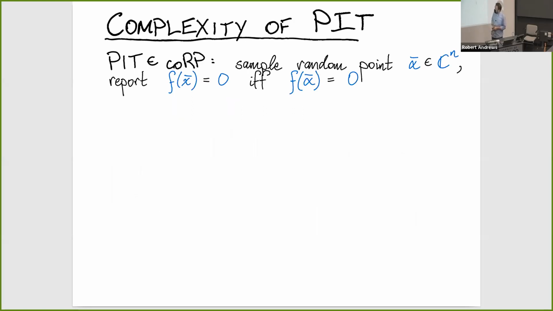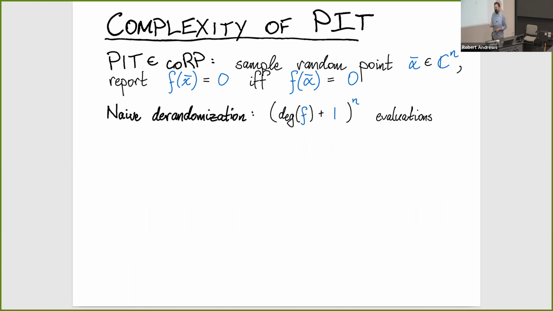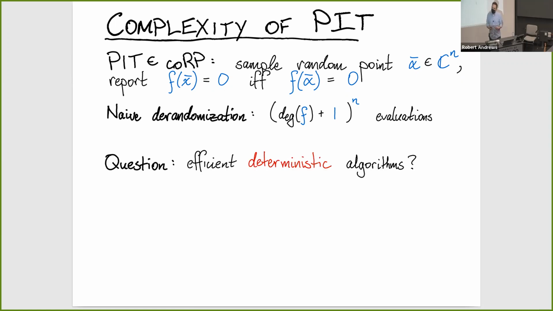Well, we know there's a randomized algorithm. And in fact, there's a randomized algorithm with one-sided error. And it's very simple. You pick a random point, evaluate at that point, and then you say that the polynomial is 0 exactly when you get a 0 evaluation back. Now, if you want to de-randomize this algorithm, it takes exponential time. You need to evaluate this polynomial at an exponential number of points. And you might ask, well, we have a fast randomized algorithm. Can we get a fast deterministic algorithm for PIT?